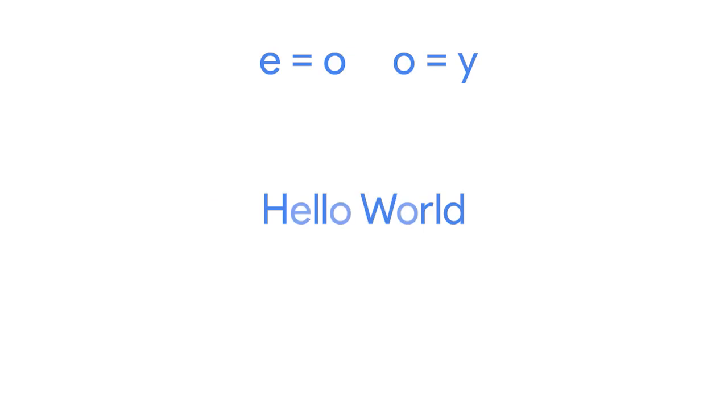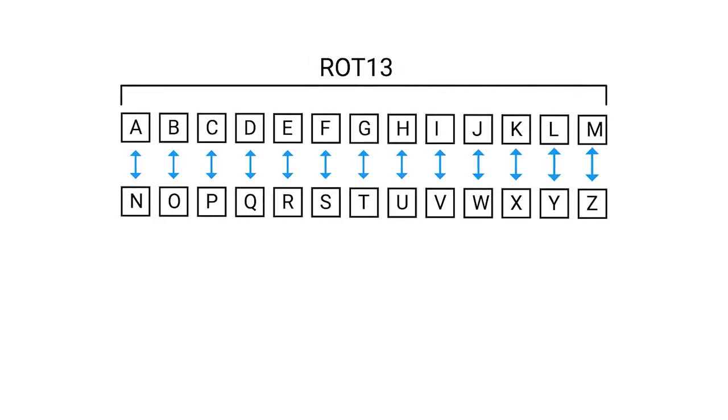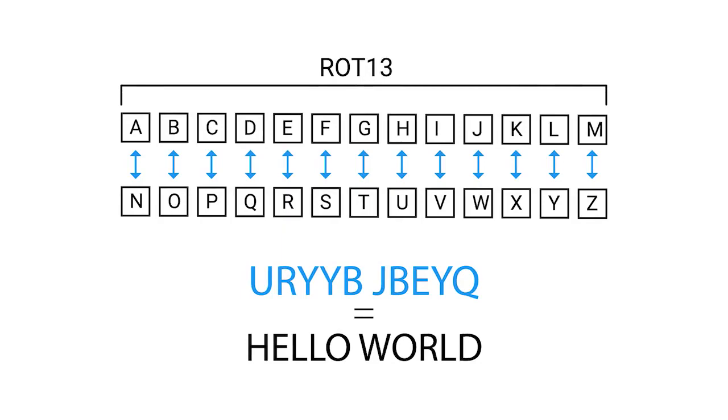For example, let's look at a simple cipher where we substitute E for O and O for Y. We'll take the plaintext, hello world, and feed it into our basic cipher. What do you think the resulting ciphertext will be? Hopefully, you've got Holly World. It's pretty easy to decipher the ciphertext, since this is a very basic example. There are much more complex and secure ciphers or algorithms that we'll cover later in this section.